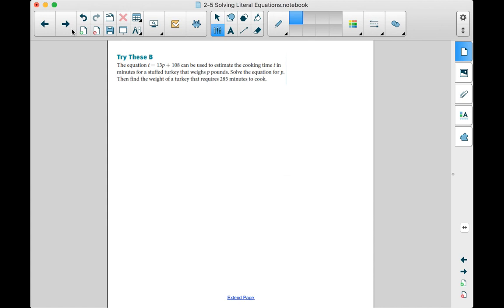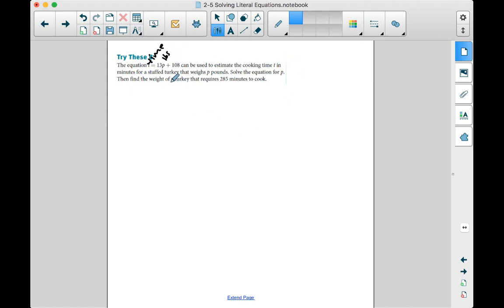All right, so now we're going to do this Try These B together. So here it says the equation t equals 13p plus 108 can be used to estimate the time in minutes of cooking a stuffed turkey that weighs p pounds. So t equals time. I'm just going to write time right above t so I know what it means. So p equals pounds. Solve the equation for p.